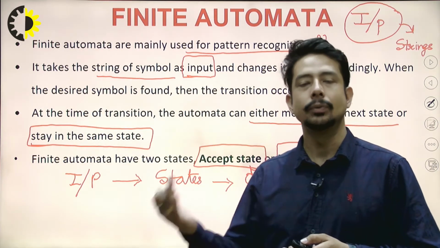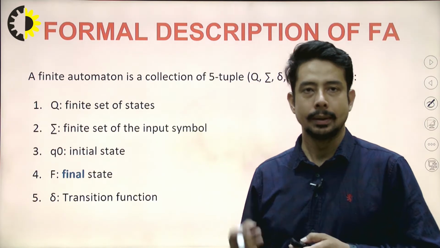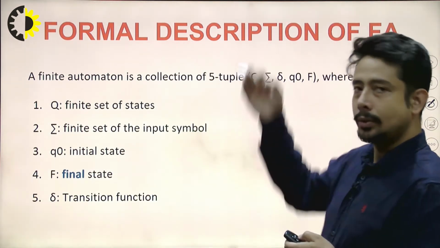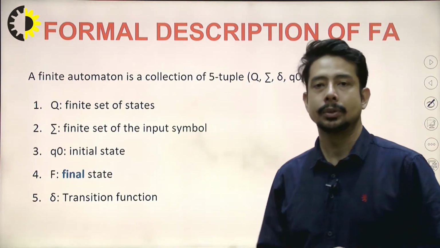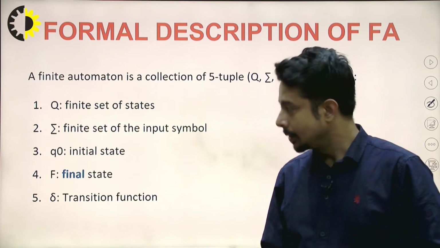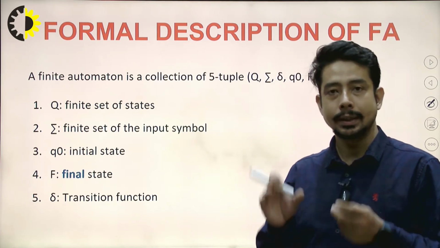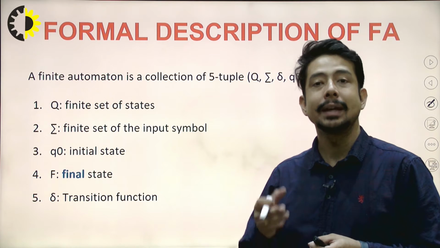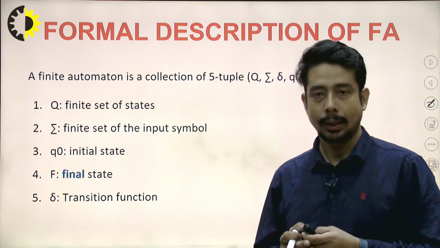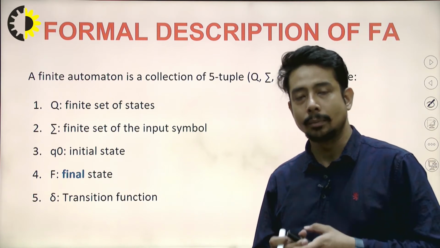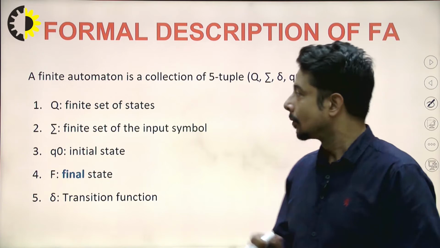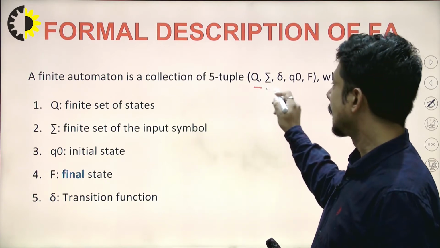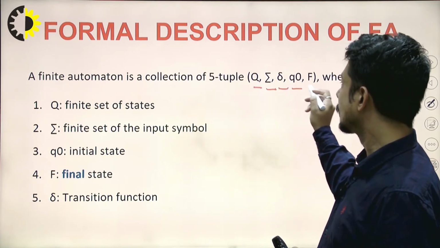So let's check out what is going on in that particular topic. Before going into that topic, we should also understand the formal description of a finite automata. The formal description is nothing but the characteristics definition of a finite automata, or you can say the main attributes of finite automata. A finite automata generally comprises 5 tuples: Q, sigma, delta, Q naught, F.